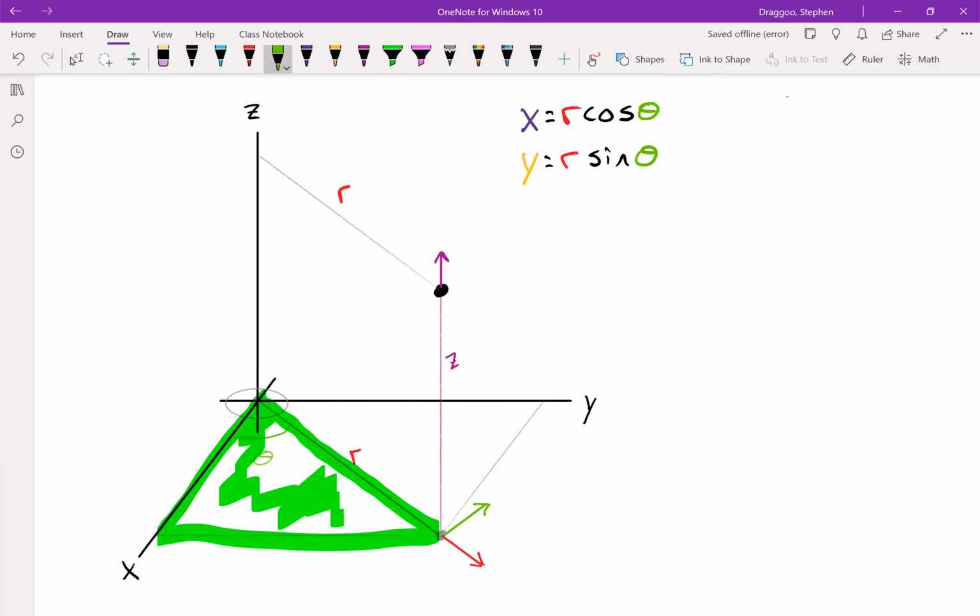And we said that for cylindrical coordinates, all we want to do is just extend this system straight up, so that the z-coordinate will still be the z-coordinate. So z doesn't change between polar coordinates and rectangular, or between cylindrical coordinates and rectangular coordinates. And that's the system.